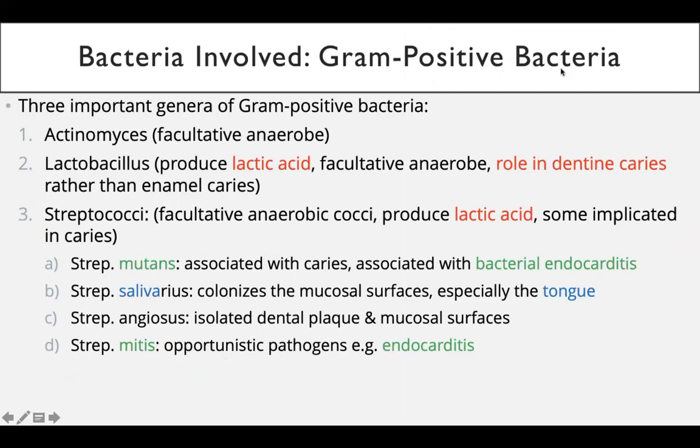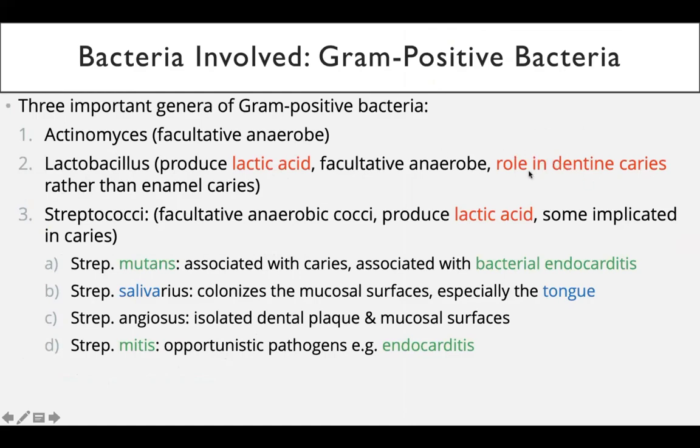And what were the gram-positive bacteria? ALS: Actinomyces, Lactobacillus, Streptococci. All were what? All were facultative anaerobes. Lactobacillus and Streptococcus had what in common? They produce lactic acid. Especially Lactobacillus has a role in dentine.